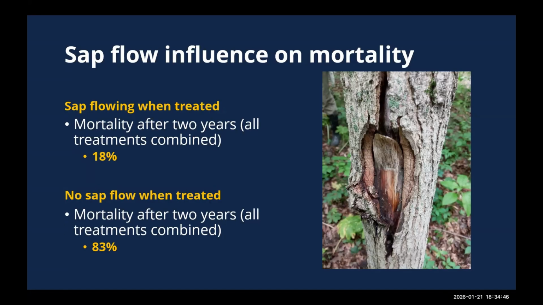It was either late winter and warm when the sap was flowing, or earlier in the year, late fall, when the sap wasn't flowing, right? So it's very, very important to make that a consideration when you're doing cut stump and stem injections.